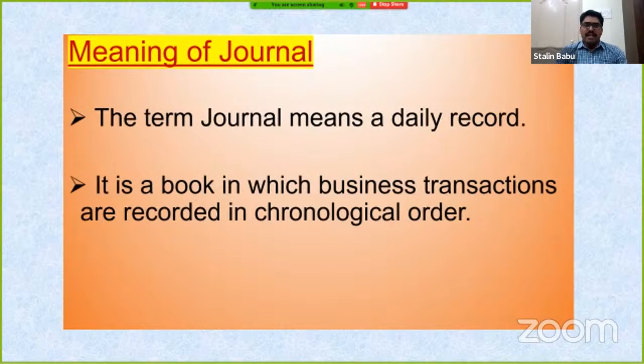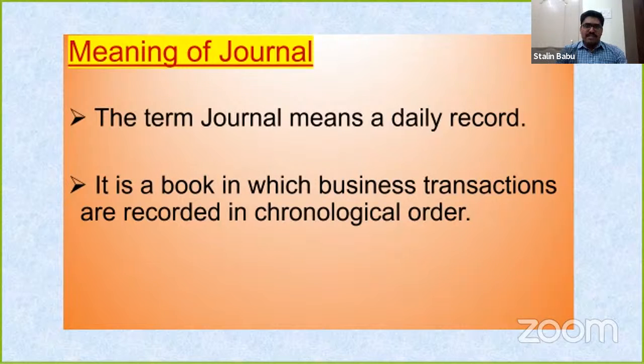The term journal means a daily record. It is nothing but a book in which the business transactions are recorded in chronological order. What is meant by chronological order? Chronological order means as and when the transaction takes place. So we record the business transactions in the journal book date-wise.